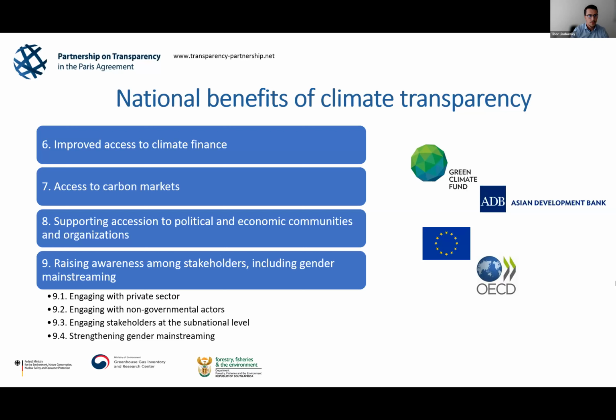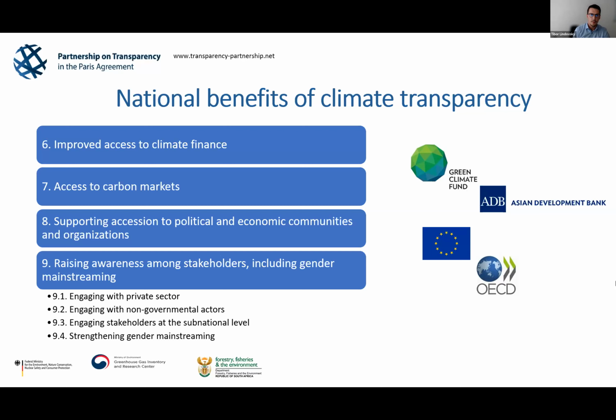The second last benefit that we have identified is supporting accession to political and economic communities and organizations. This benefit speaks to how transparency systems can help countries to access and become a member of political or economic communities or organizations, which is really beneficial, not only in the climate context, but of course in many others, and especially the economic and social context. There are a couple of examples of how transparency systems helped countries to access and become members of different organizations and communities, for example, the European Union or the OECD and so on.